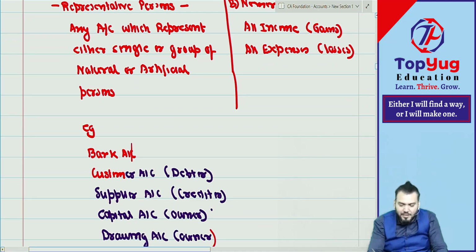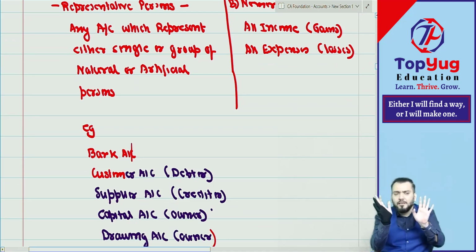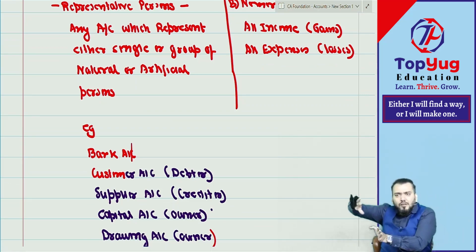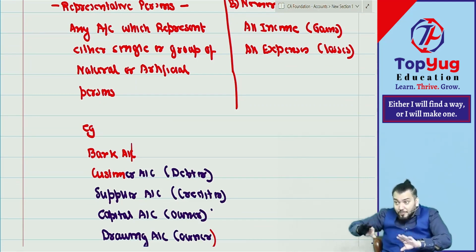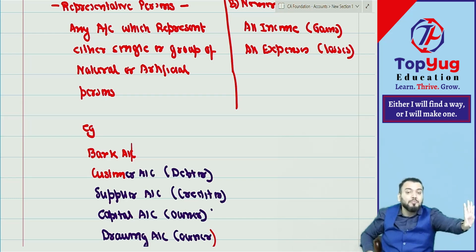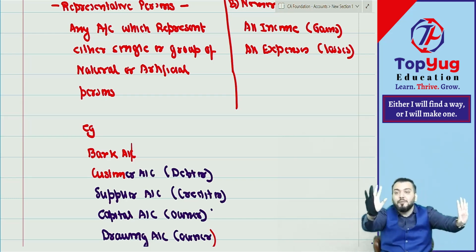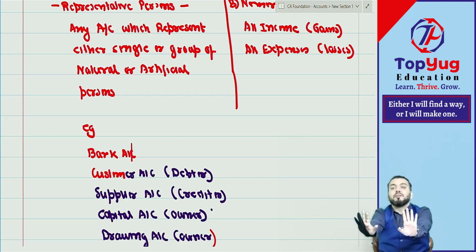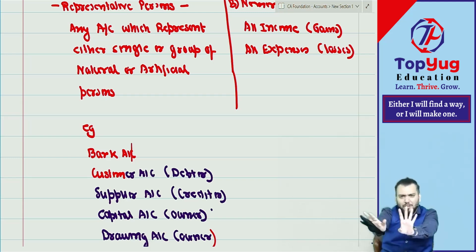Correct. So we have personal account, real account, nominal account. And can I say rules will be based on different nature of account? Personal account will have different rules, real account will have different rules, nominal account will have different rules. You know the rules. I'm not coming to rules.